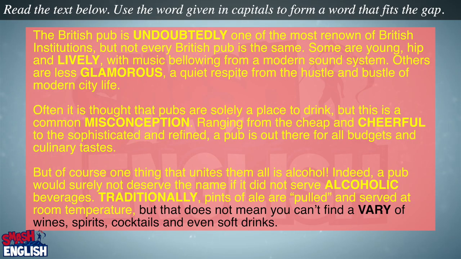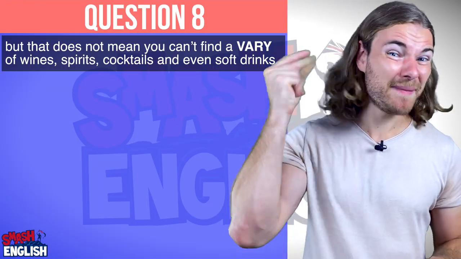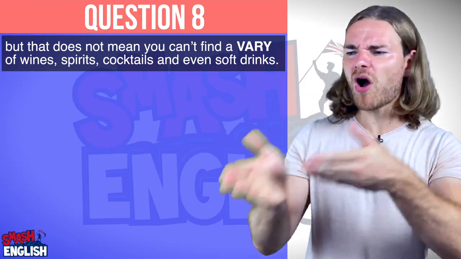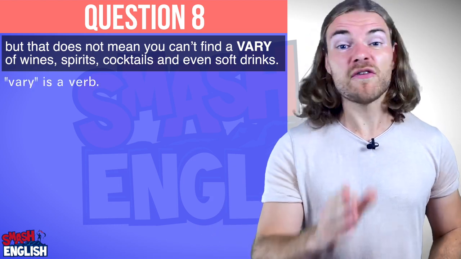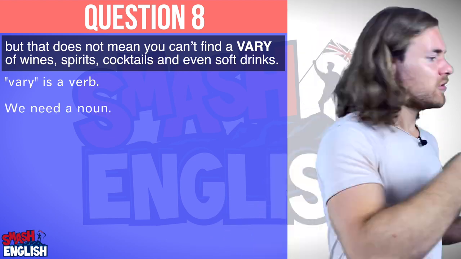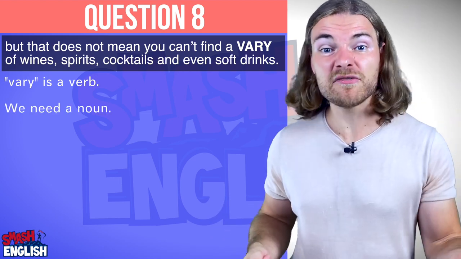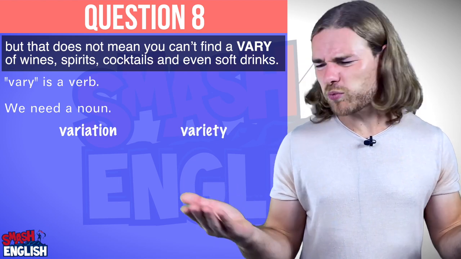But that does not mean you can't find a of wines, spirits and cocktails and even soft drinks. Okay, this one is difficult and maybe you know the answer immediately, but do you know why you know the answer? Probably not, so let's have a look. Vary is a verb and in this space we need a noun. The two obvious choices we have are variation and variety, but which one do we need?